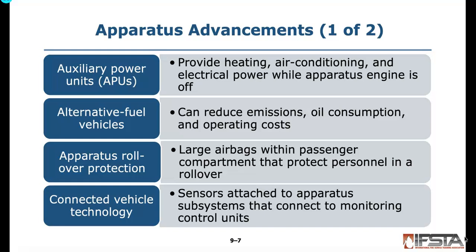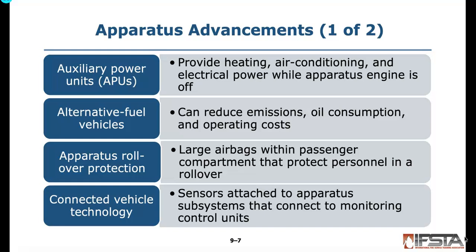Apparatus advancements: auxiliary power units, or APUs. These provide heating, air conditioning, and electrical power while the apparatus is off. A lot of places will have a no idling policy. Typically fire departments are exempt from that, but it can provide power while your apparatus engine is not running. Alternative fuel vehicles can reduce emissions, oil consumption, and operating costs. Largely, we still use diesel engines, but there are some alternative fuel vehicles out there.